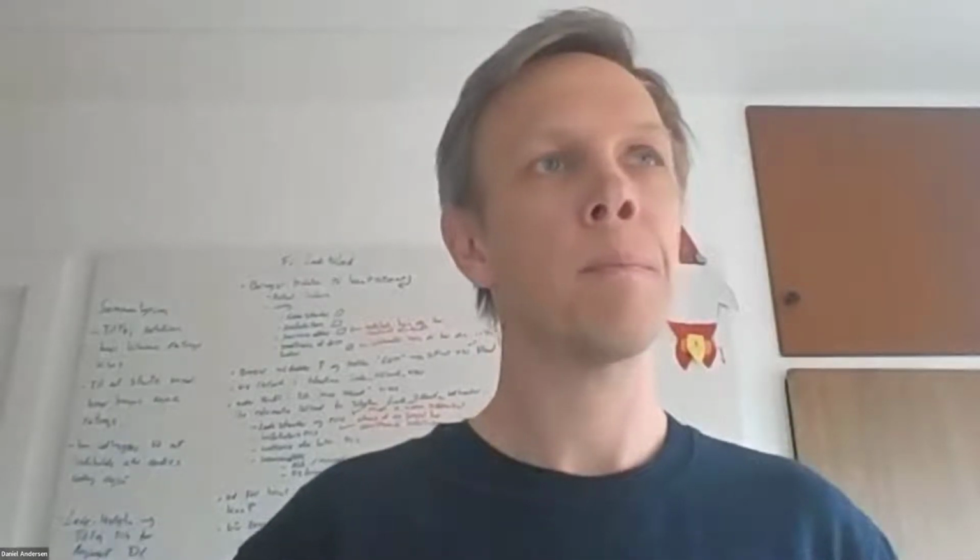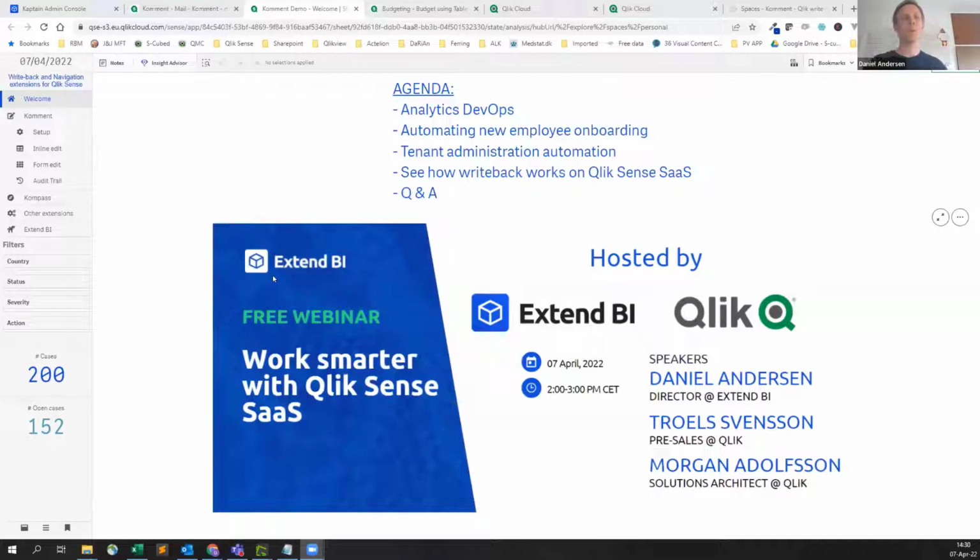I will just share my screen here. So I can see there's at least half of the audience hasn't worked with writeback before. So I will just briefly talk about Komment and how it works, basically, but not go into too much depth, but just focus on some of the differences between SaaS and enterprise when doing writebacks.